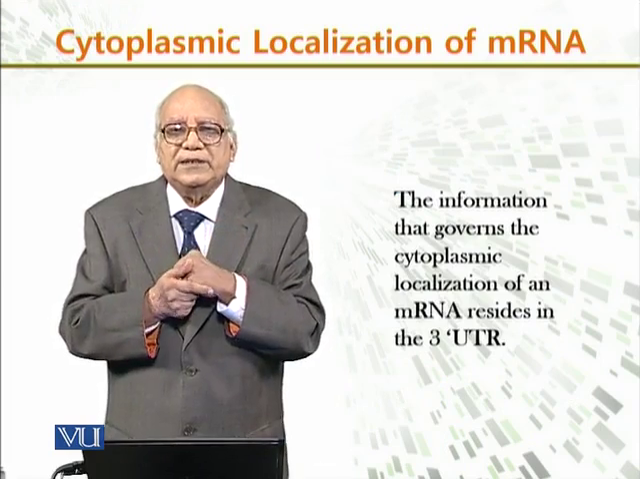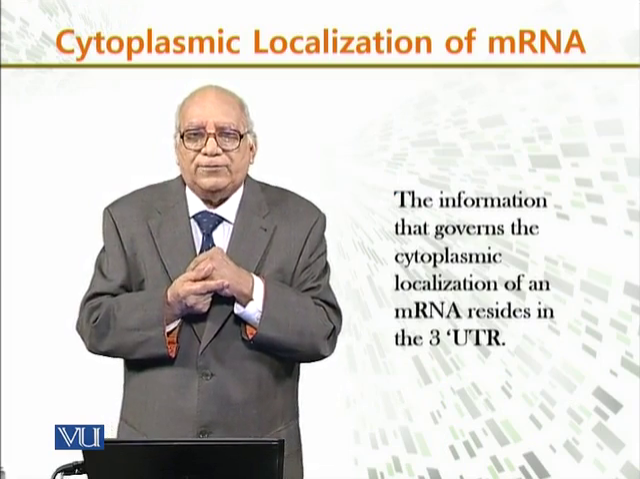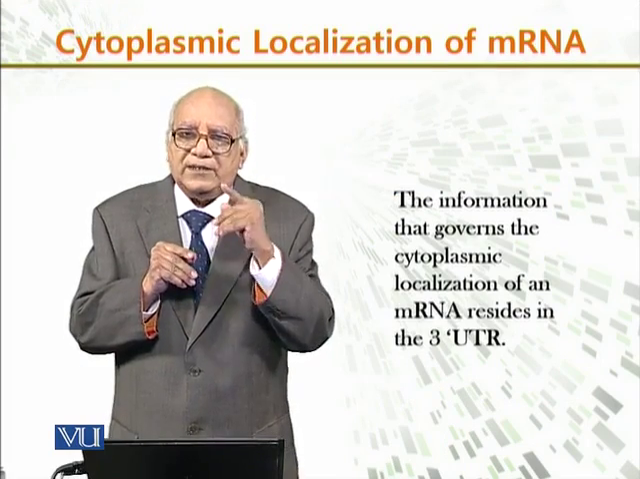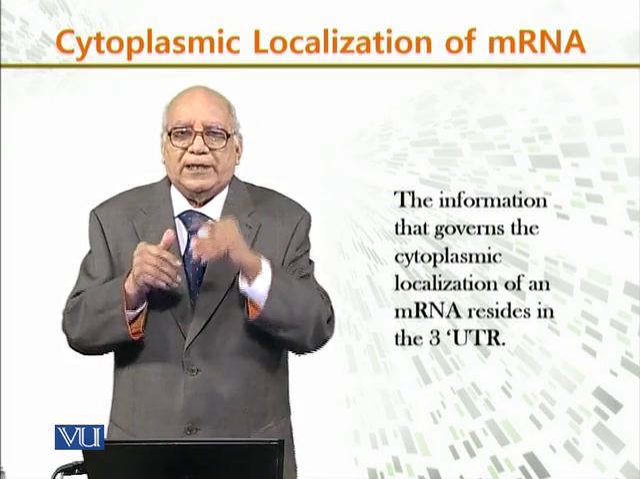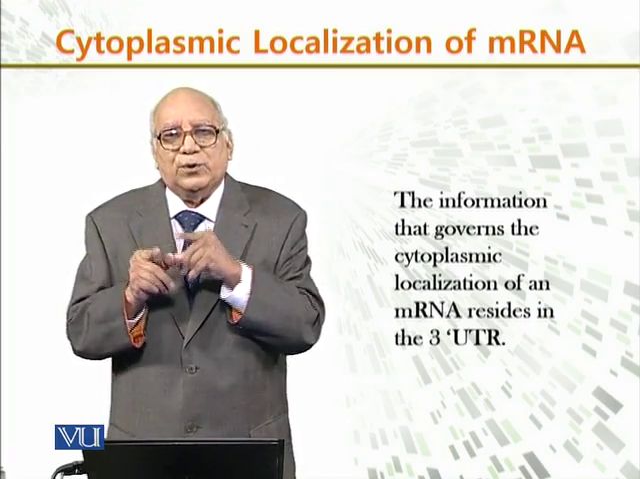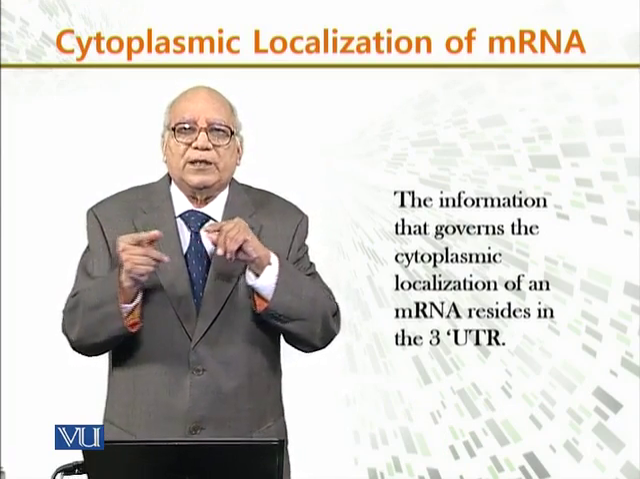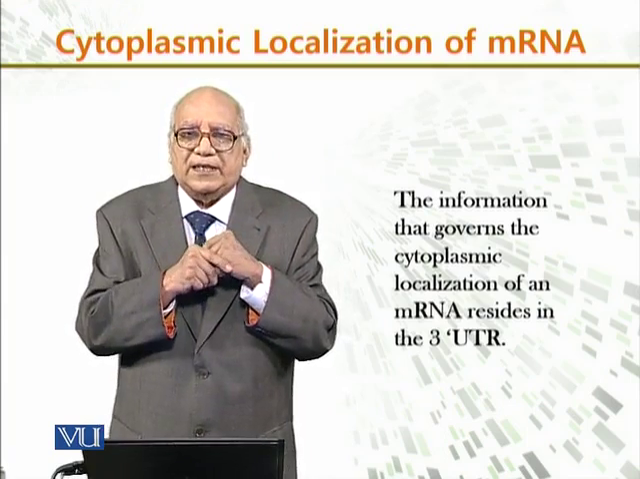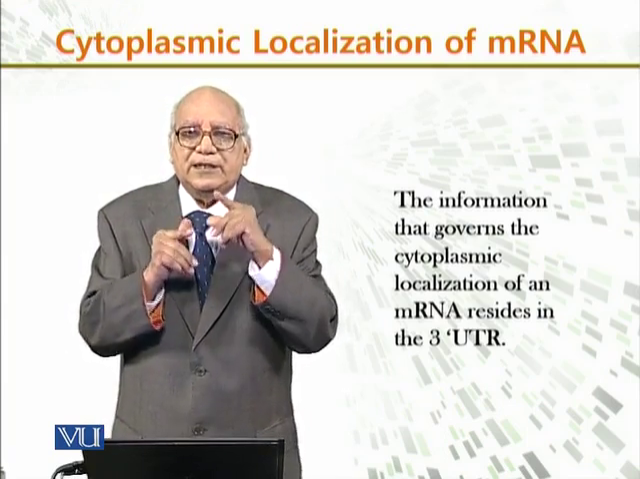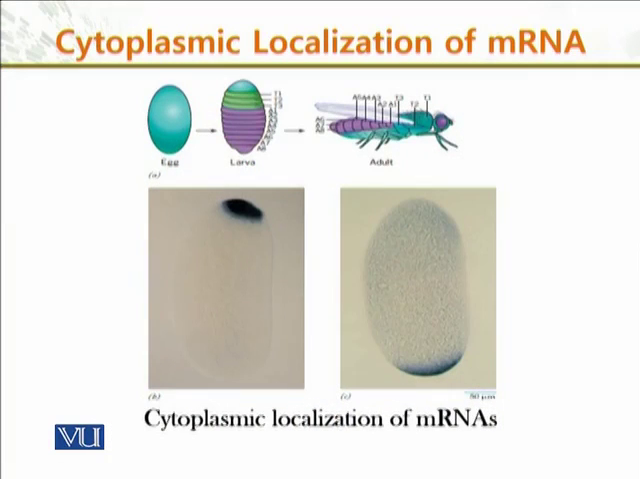Now, the information that governs the cytoplasmic localization of a messenger RNA, where does that reside? In the 3' untranslated region. So the information which governs where the messenger RNA will be localized in the cytoplasm resides in the messenger RNA's 3' untranslated region, just as shown in this diagram, which shows the cytoplasmic localization of messenger RNA in the fruit fly, where it occurs at different sites.